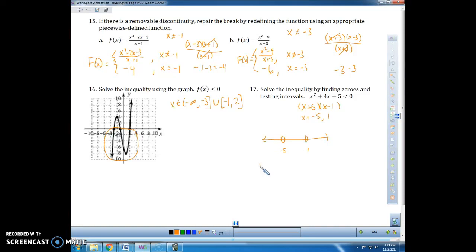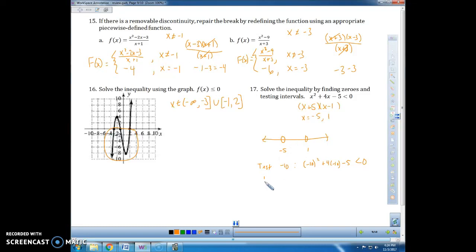And so if we check a number that's something smaller than negative 5, say negative 10, and we put it into this inequality, negative 10 squared plus 4 times negative 10 minus 5, is that less than 0? So this would be 100 minus 40 minus 5, which is going to be a big positive number, definitely not less than 0. So we're getting a positive number here, so that means that this is a positive region.